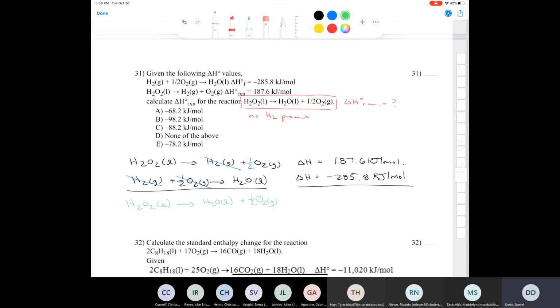So that means all I have to do is tally up those two numbers. 187.6 kilojoules per mole, subtract 285.8 kilojoules per mole. And when I do that, I end up with my delta H of this reaction. Maybe I should have written in green, but anyhow, it gives you negative 98.2 kilojoules per mole. And so that is our final answer. And here we have it. Give me a thumbs up if you follow me on that one. This is where we apply Hess's law. All right, wonderful, excellent.